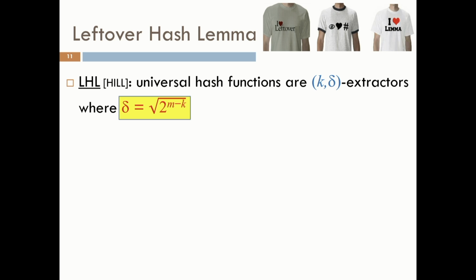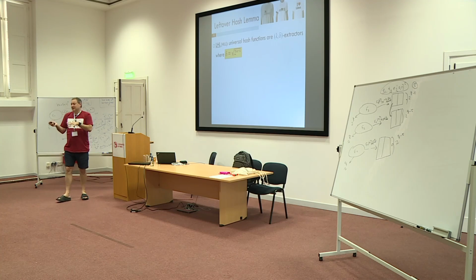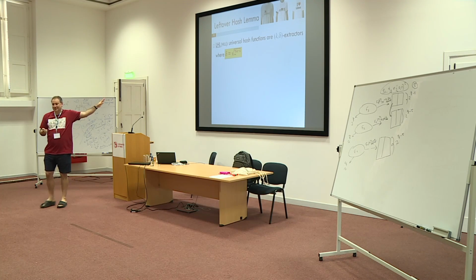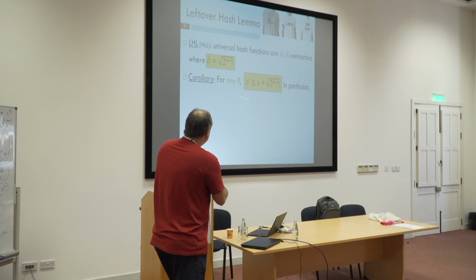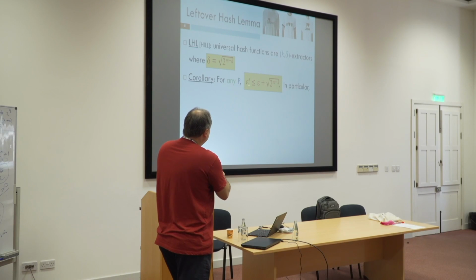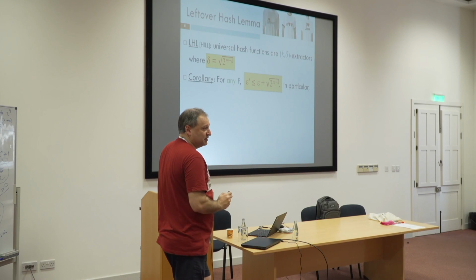Now I'll tell you a little bit about the parameters of the leftover hash lemma. As we improve it, you will see the proof of it, but for now I'm just telling you the numbers. Specifically, the leftover hash lemma says that universal hash functions achieve a statistical error delta equal to the square root of 2 to the m minus k. In particular, this means that for any application P, my error epsilon prime is the original error plus the statistical distance of the extractor.